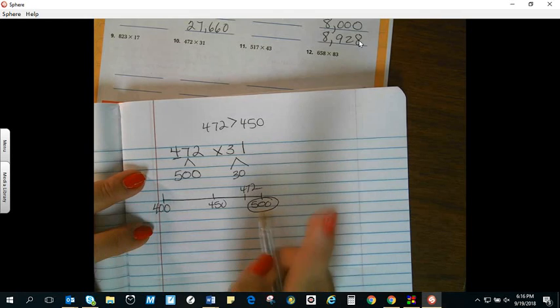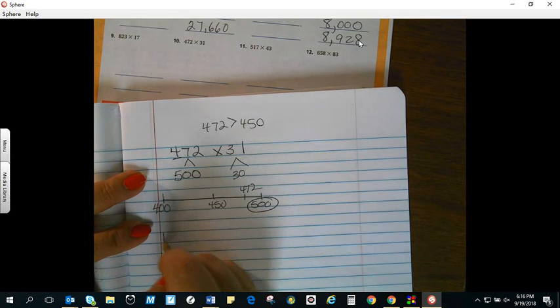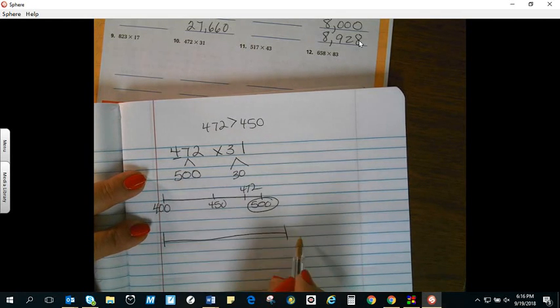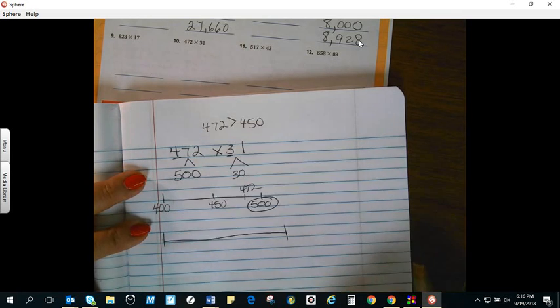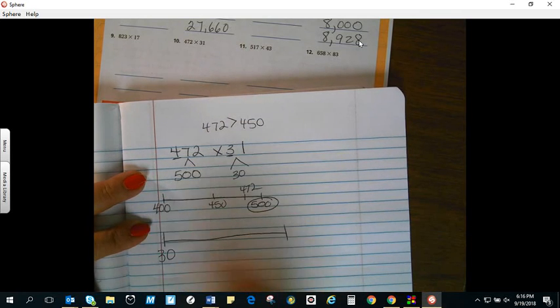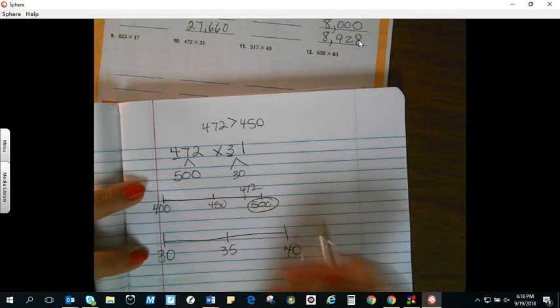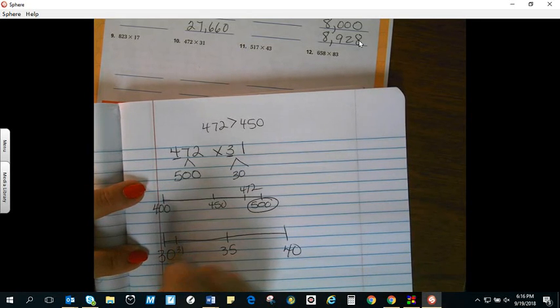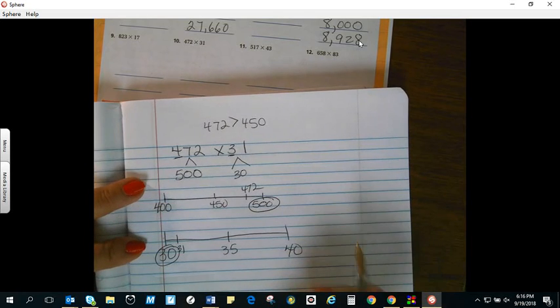Because, and I'm going to prove it to you, largest place value, I kind of got offline. Largest place value is in the tens place. I have 30, 40, and then in the middle is 35. So my 31 is going to be right here, and it's closest to 30.